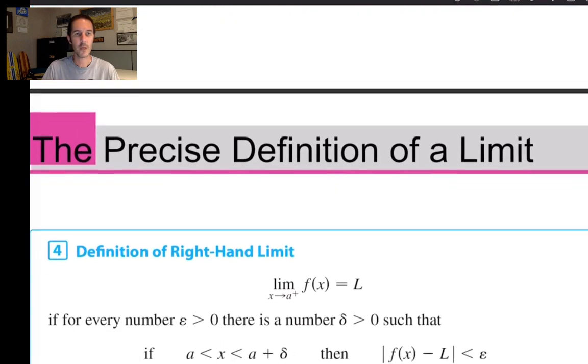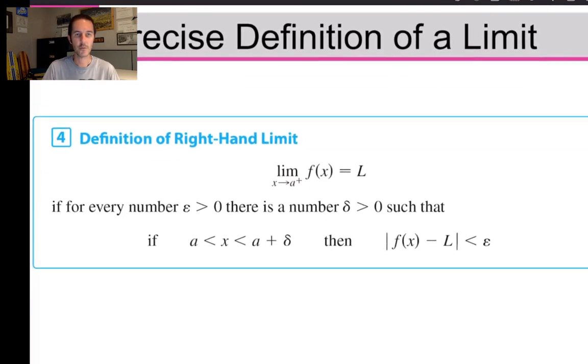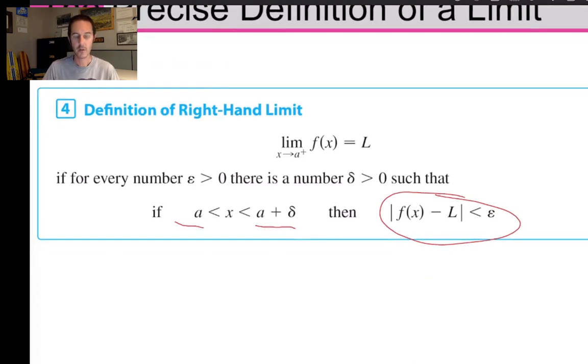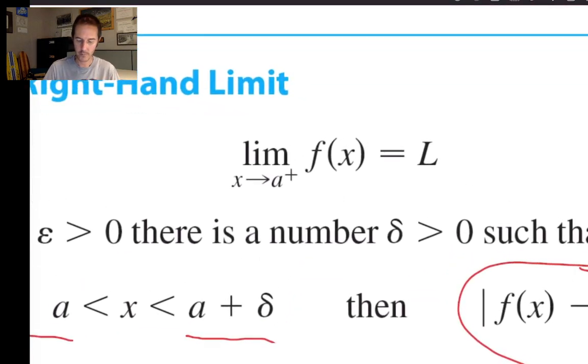There is also a definition as we approach from the right-hand side, and you see that this says a plus delta instead of a minus delta. Otherwise, this statement is the same. We're still within plus or minus epsilon from our L value. And the other small difference in here, this plus sign is what tells us that we're approaching from the right.